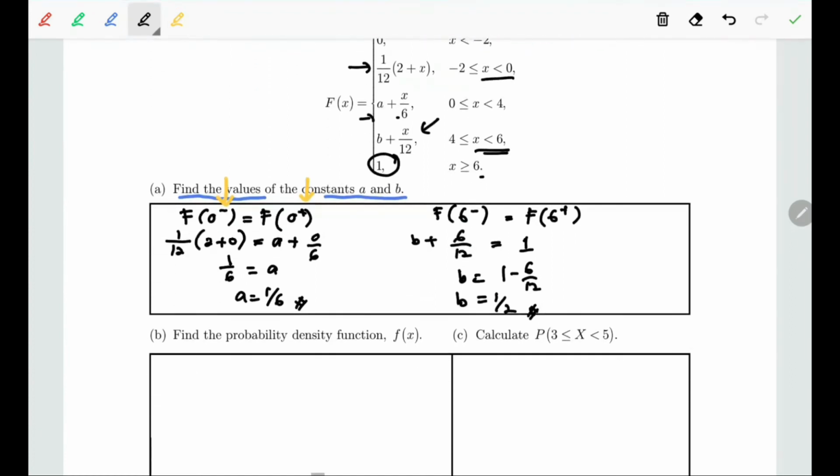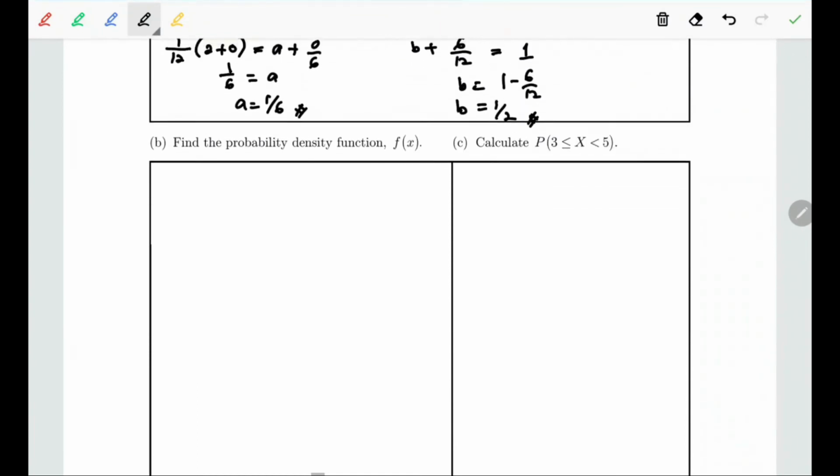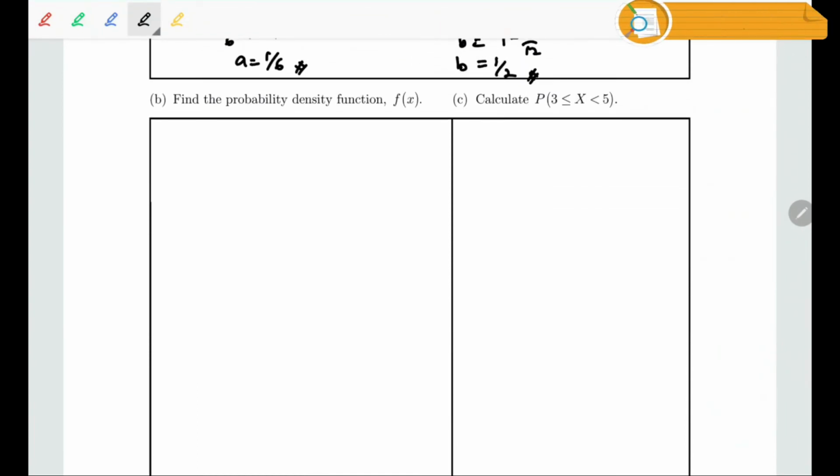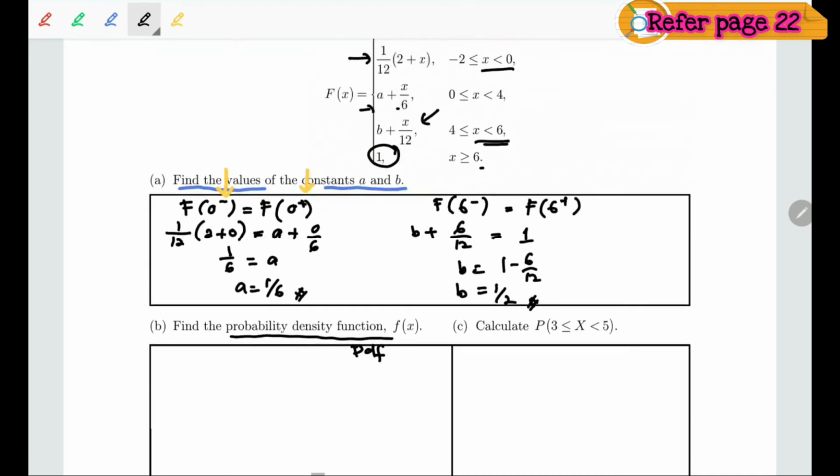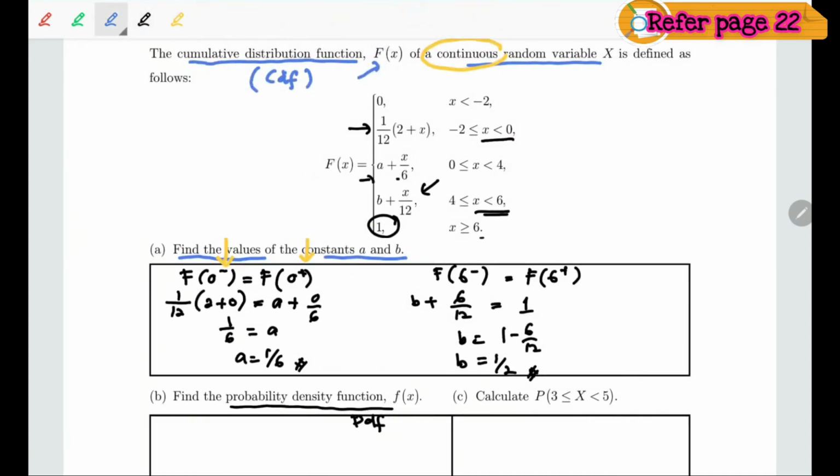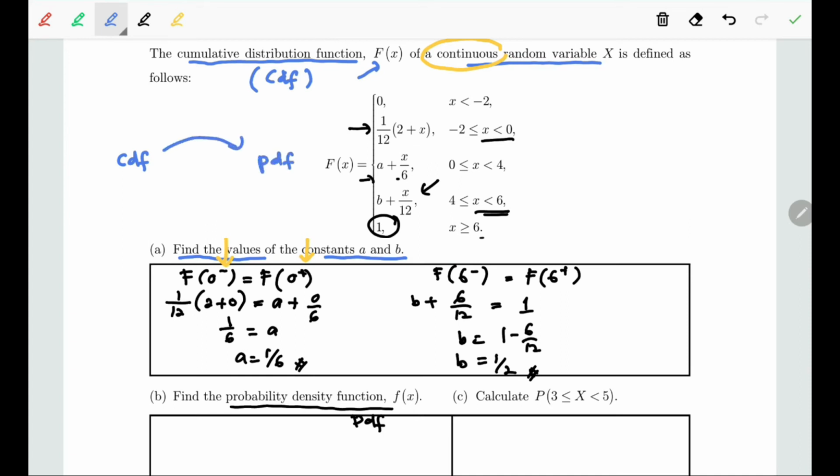Then we're going to proceed with part b. For part b, the question asks to find the probability density function, so this is the PDF. I'm going to go back to the question. You have to be reminded that if we want to convert from the CDF, which the question gives you, you need to convert it to become a PDF function.